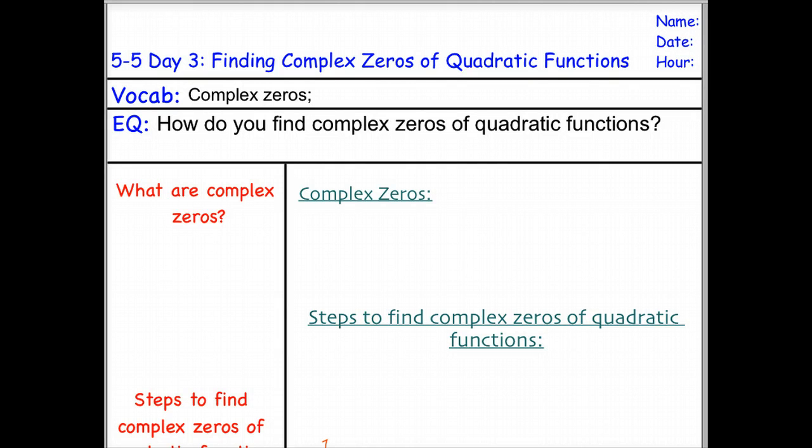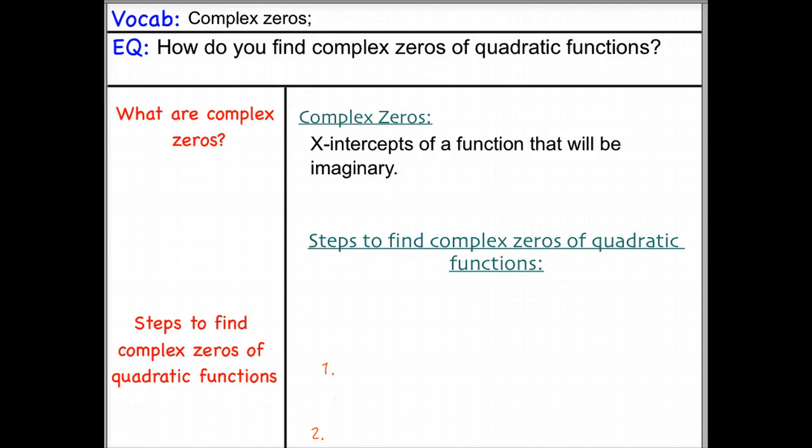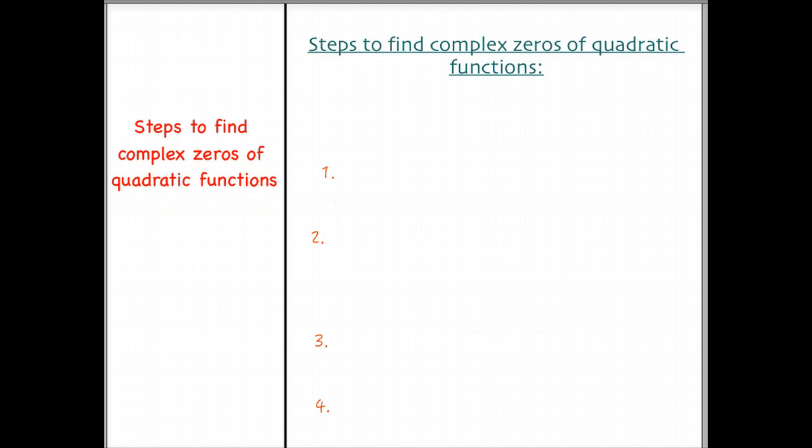So we made it. We're on day 3 of 5.5, and we're finding complex zeros of quadratic functions. So first, what are complex zeros? Complex zeros are the x-intercepts of a function that will be imaginary. So we have some steps to find complex zeros of a quadratic function. We're going to use our completing the square steps to solve.